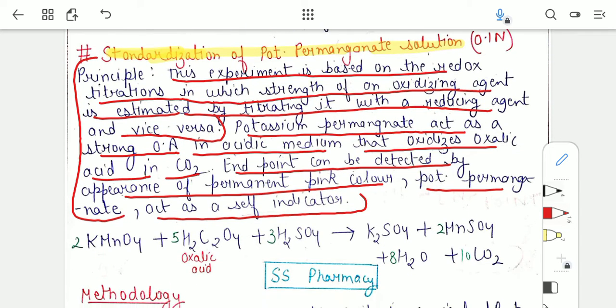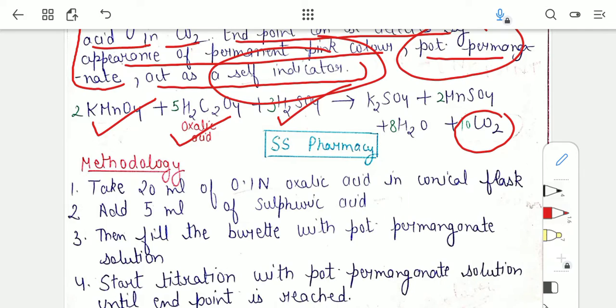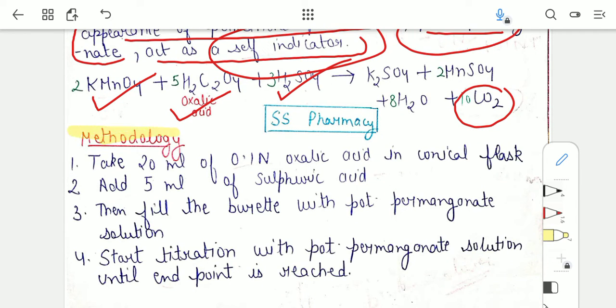Now let us see the reaction. Potassium permanganate reacts with oxalic acid in acidic medium, and carbon dioxide is evolved, and the endpoint is detected by the appearance of permanent pink color, and potassium permanganate is acting as a self indicator for determining the endpoint. Okay, so now let us do the methodology of this titration.